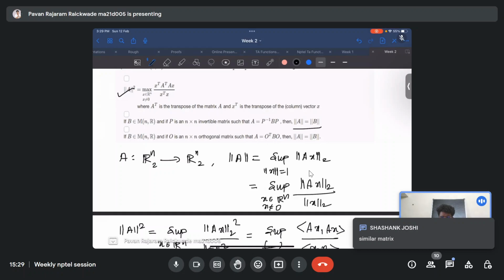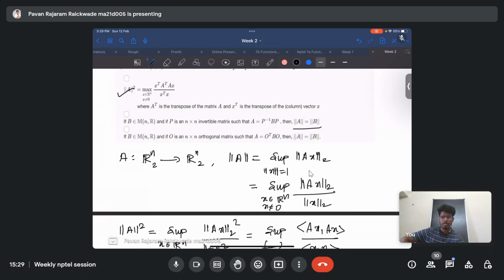Yeah, so these are similar matrices, A is similar to B. Yeah, correct. So what this second option is saying is that for similar matrices, the norms are the same. That's what the second option is saying. Okay, so this is not true.